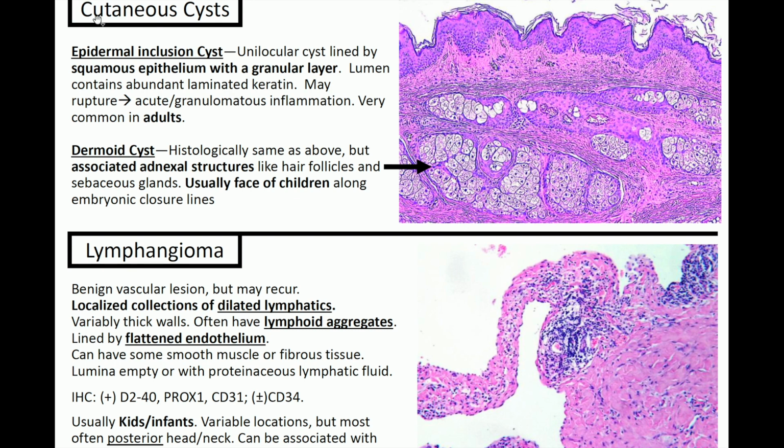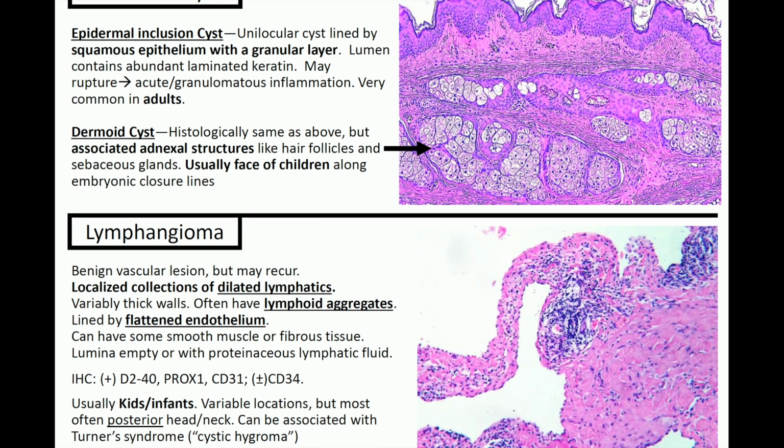Also you can have a dermoid cyst, which histologically is the same as an EIC, but has associated adnexal structures like hair follicles and sebaceous glands, which is what we're seeing here, these sebaceous glands, which the arrow is pointing to. And they're usually on the face of children and along embryonic closure lines.